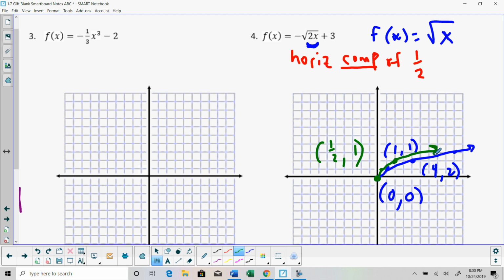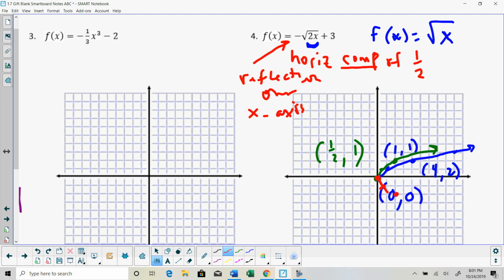Now we have this negative out in front, and with this negative, that's going to be a reflection. So you're going to identify that as a reflection over the x-axis. So I want to take all of my ordered pairs and take the y coordinates and switch them from positive to negative or negative to positive. So that means I'm going to have 0, 0, and then instead of 1/2 comma 1, I'm going to have 1/2 comma negative 1. And instead of 2 comma 2, I'm going to have 2 comma negative 2, and so on.